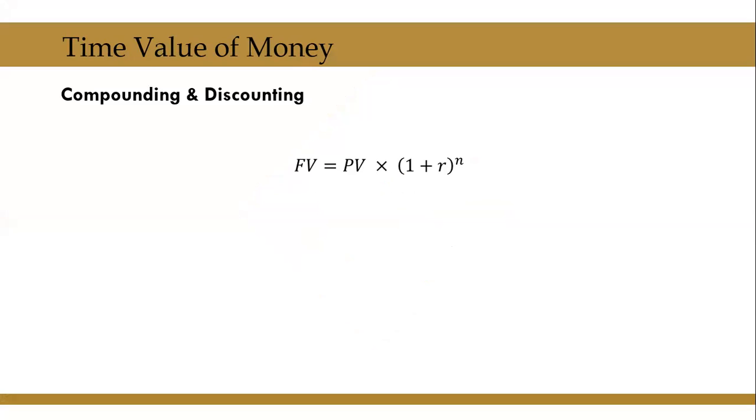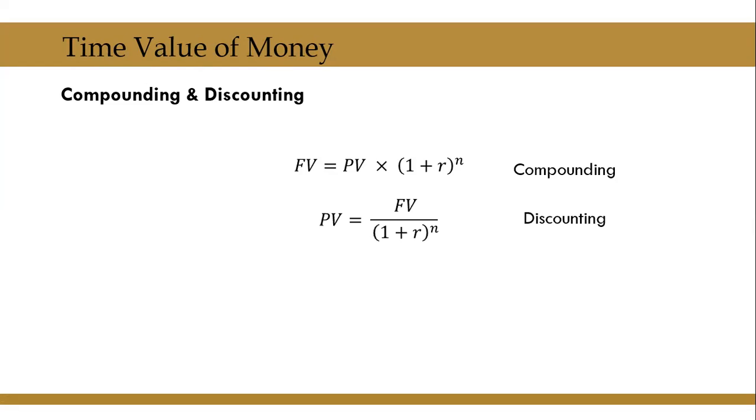formula present value multiplied by 1 plus r to the power of n, and present value can be computed as future value divided by 1 plus r to the power of n. Here, r represents the required rate of return and n represents the number of periods. The calculation of future value is known as compounding, and the computation of present value is known as discounting.